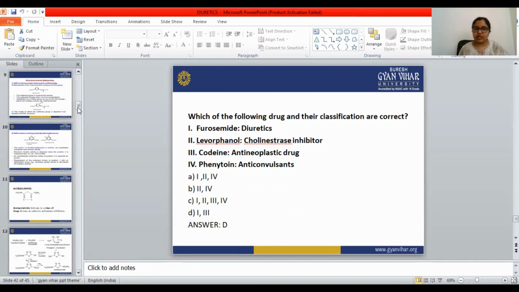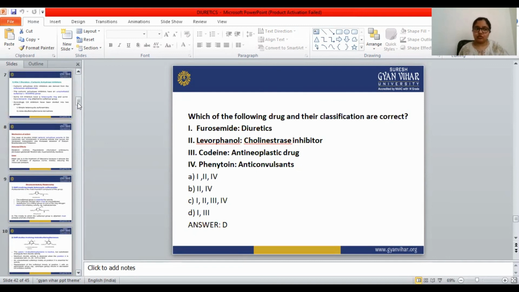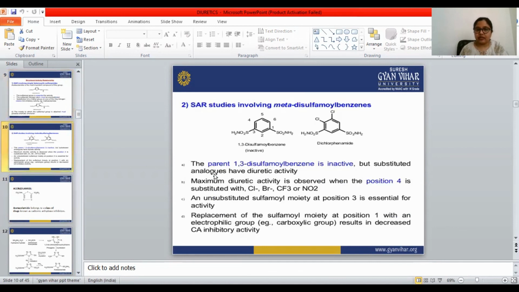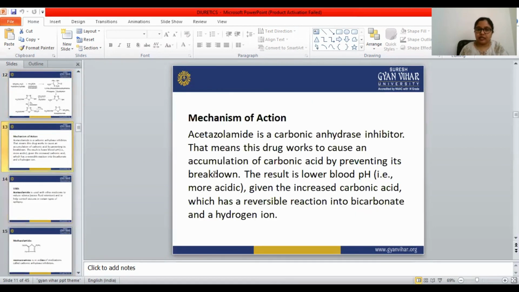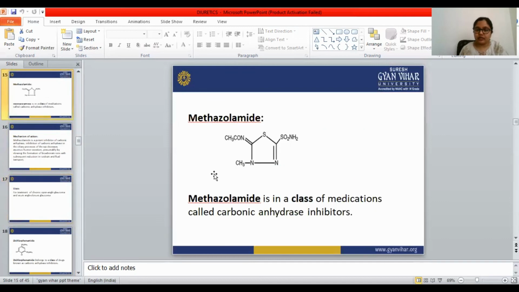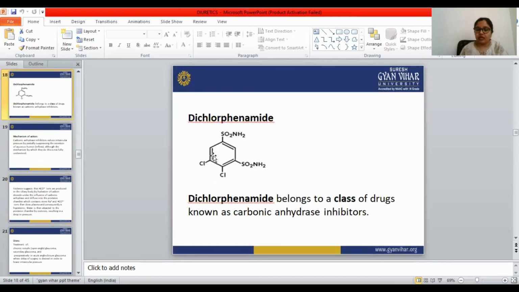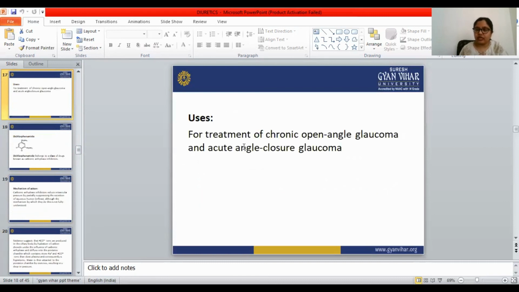So the carbonic anhydrase inhibitors are divided into two parts: the heterocyclic sulfonamides and the disulfamyl benzene derivatives. Examples of the heterocyclic sulfonamides are acetazolamide and methazolamide. Acetazolamide and methazolamide are examples of the heterocyclic sulfonamides. And the example of the benzene, sulfamyl benzene, is dichlorphenamide. And both of these drug categories are carbonic anhydrase inhibitors.